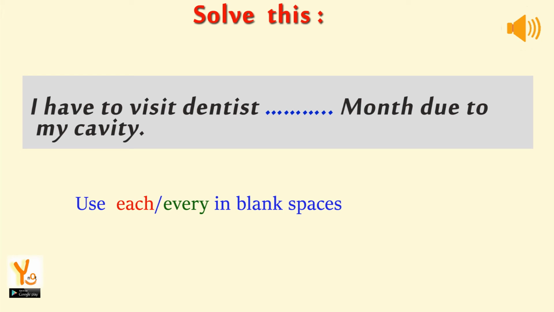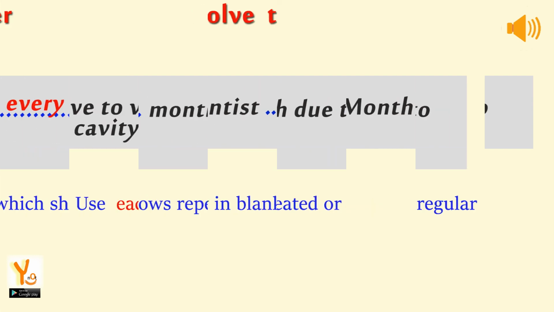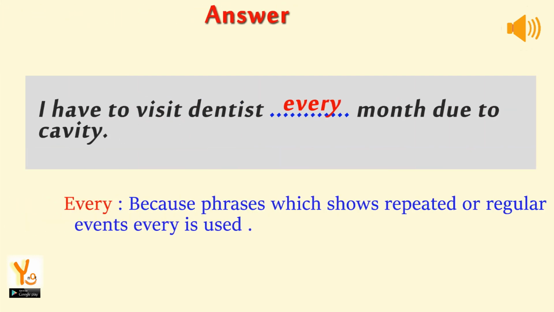Now solve this another problem. I have to visit the dentist dash month due to my cavity. Use each or every in the blank spaces. Here's the answer. I have to visit the dentist every month due to my cavity. Here every is used, because for phrases which show repeated or regular events, every is used.